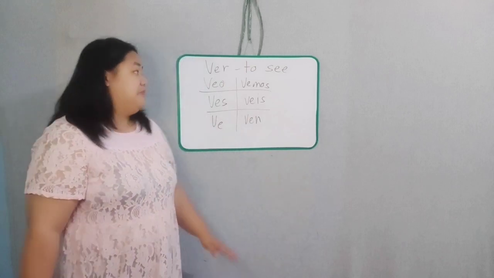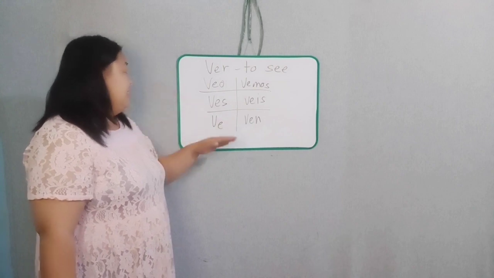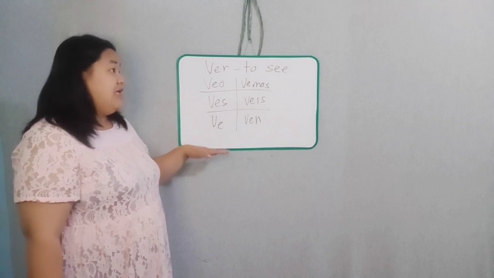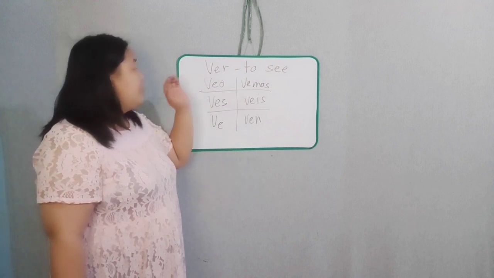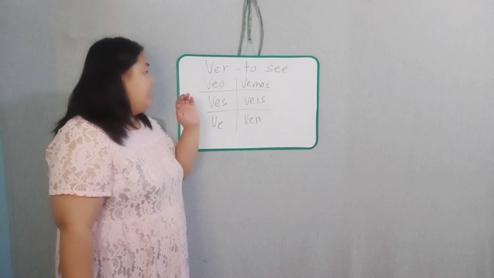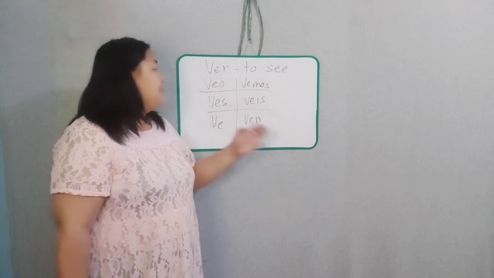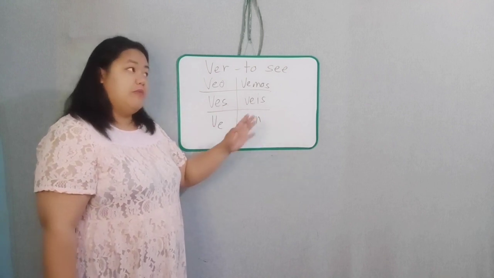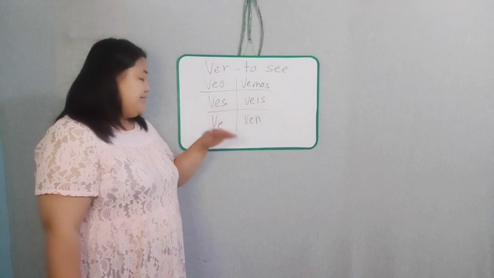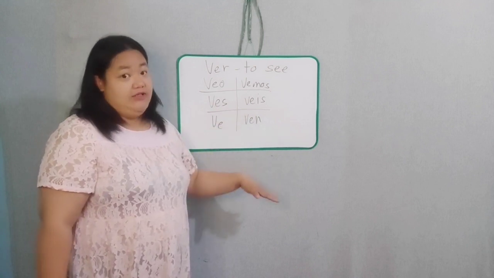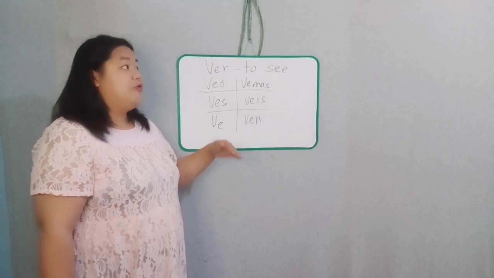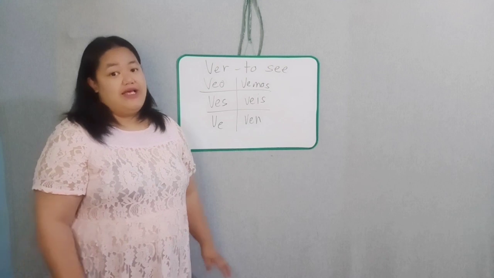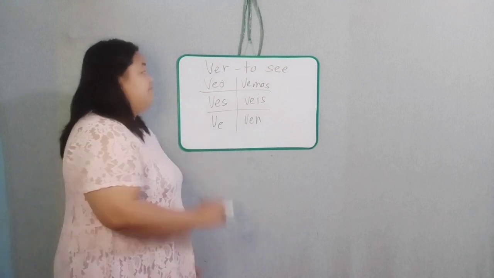So that's gonna be I see, you see, he sees, she sees, you see in a respectful way. Then we see, you see in the plural form, and then they see, all male or a combination of male and female. They see, all female, and of course you see in the plural form in a respectful way. So let's now give examples to master our verb ver.